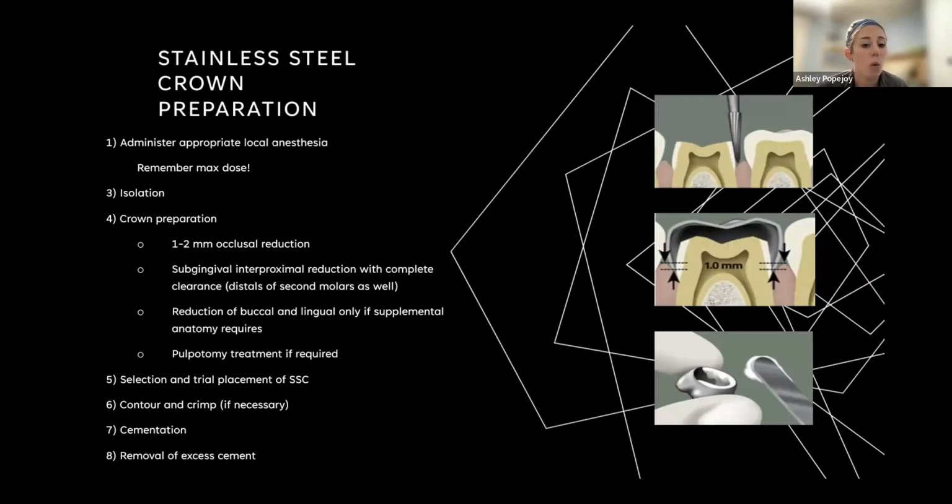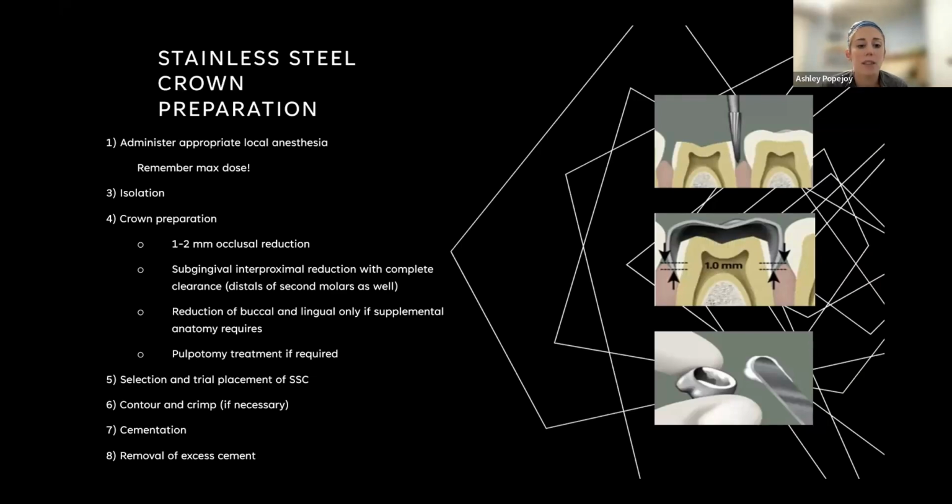Reduction of the buccal and lingual is only necessary if the supplemental anatomy requires. So these crowns are made to be seated with a lot of mechanical retention from that buccal bulge, especially on those primary first and second molars. And so you don't necessarily want to do a lot of reduction on the buccal and lingual. Sometimes if the primary first especially has a really large buccal bulge, or the primary second has like a cusp of Carabelli or something of that nature, then I'll do some lingual or buccal reduction. But for the most part, you want to keep it, because that's what's going to keep your crown on way more so than the cement that you're using.